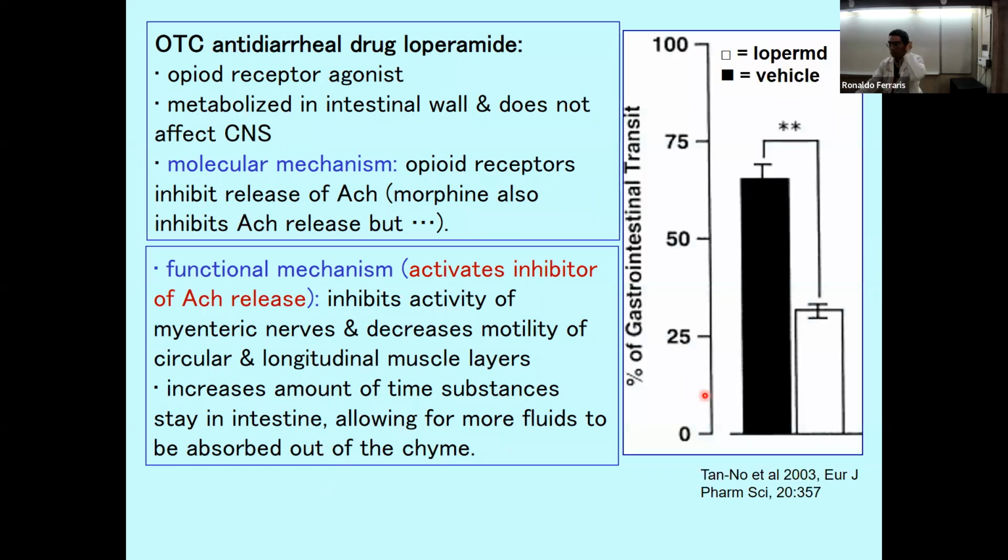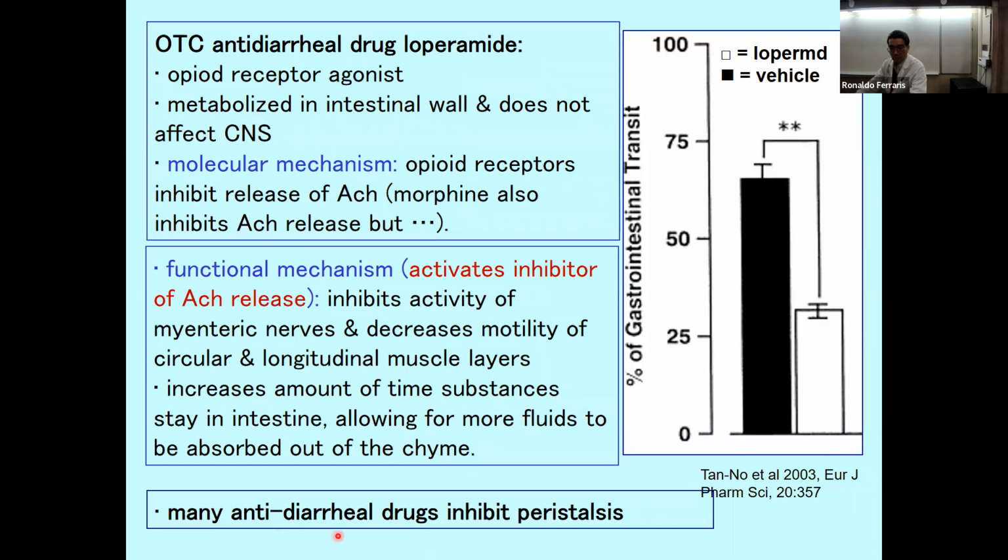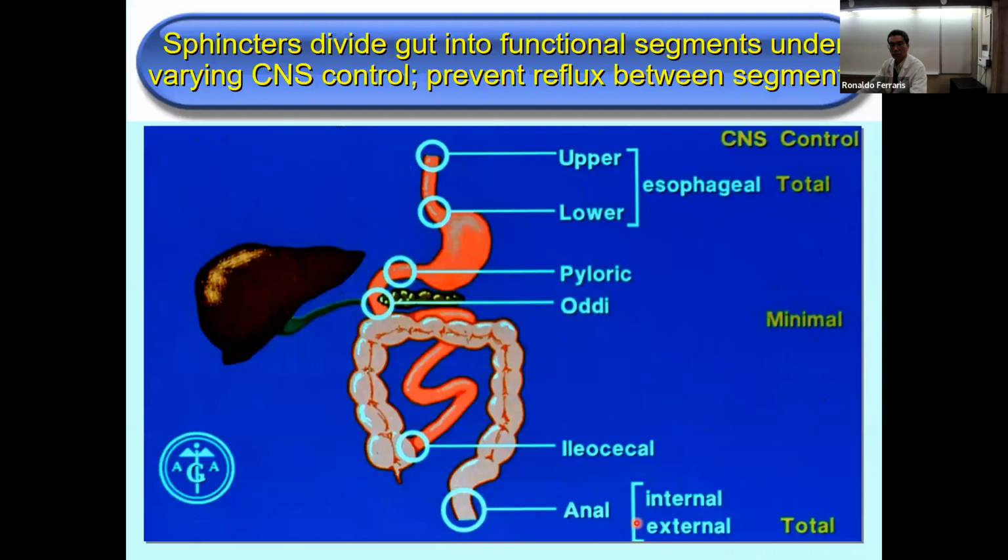So what actually happens here is that, for example, this y-axis is transit time, and the x-axis is just, this is loperamide. What happens to food when you take loperamide, or a vehicle, or just saline? The rate of absorption decreases by half when you have loperamide, which allows food substances to stay in the intestine, allowing more fluids to be absorbed out of the chyme. And antidiarrheal drugs inhibit peristalsis.